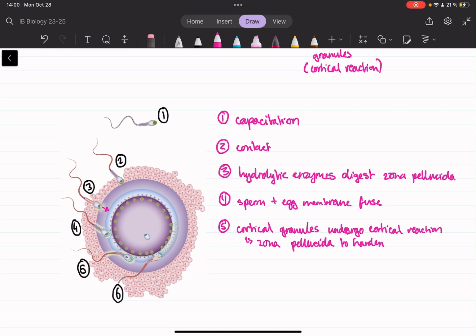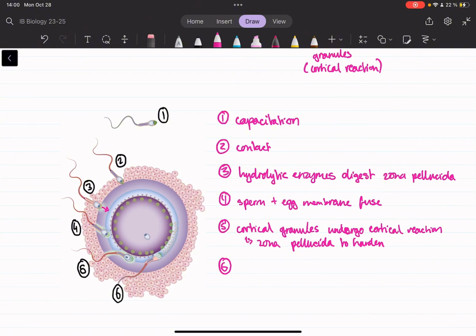and this causes the zona pellucida to harden. And this is important because once the zona pellucida hardens, any other sperm that are eating through it with their hydrolytic enzymes will get trapped in it, and other sperm that have just arrived at the egg can't travel through it anymore. So polyspermy is prevented. So that's how that does.